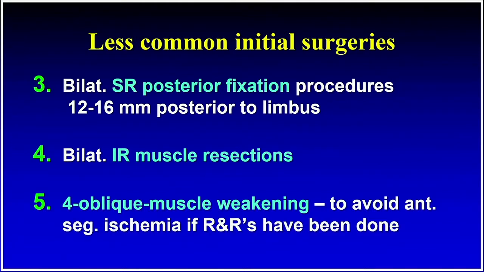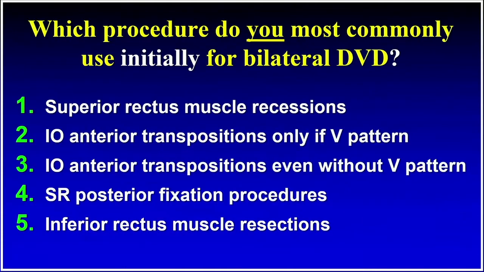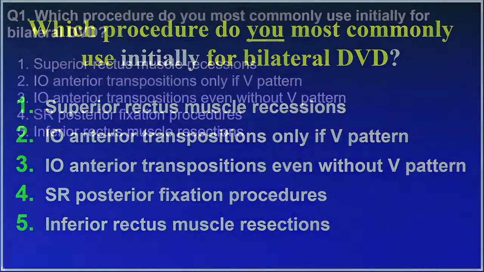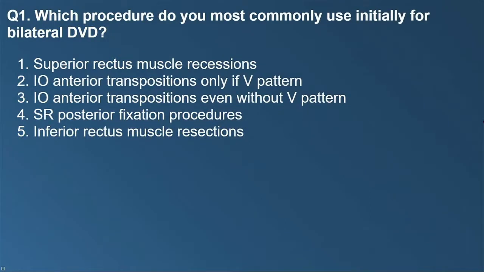We'll see what's wrong with each of these in a little bit. And then oblique muscle weakening procedures, sometimes used to avoid anterior segment ischemia if recess-resect procedures have already been done. So this is the first audience response question we have of this morning, it appears. If you have your devices ready to vote, I want you to vote on this.